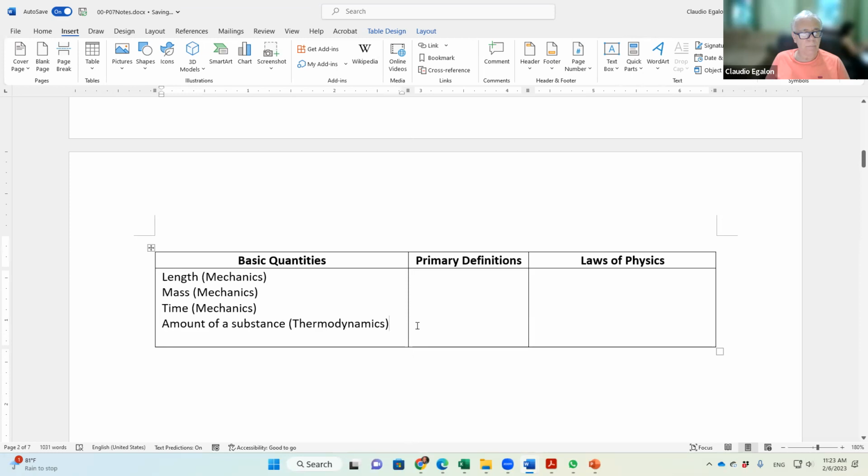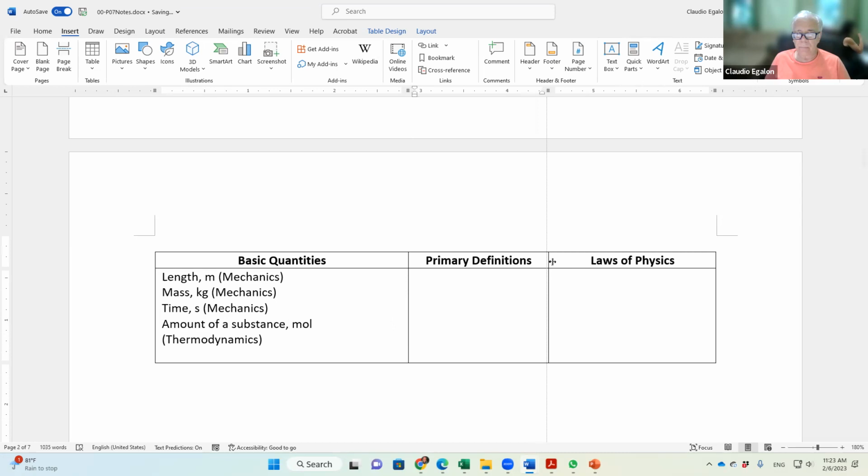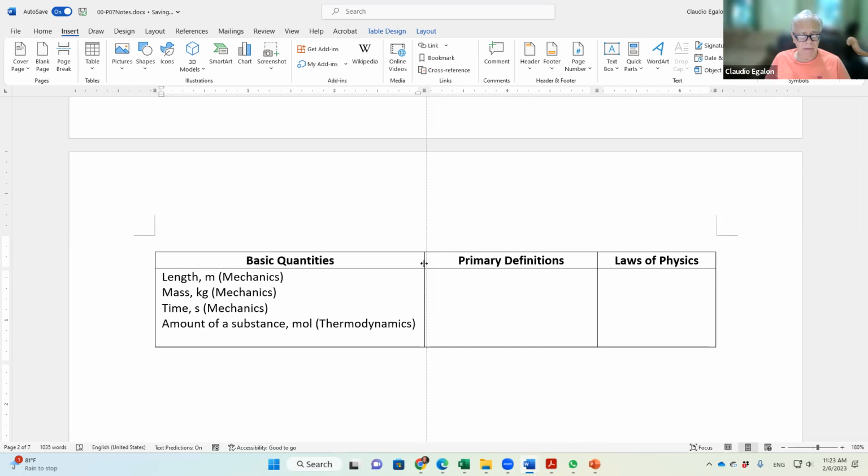So the unit of length in the SI system of units is the meter. The unit of mass is the kilogram. The unit of time is the second. The unit for the amount of substance is the mole. That's the first time you might have seen the mole, in a course of chemistry, okay? And then what else do we have?